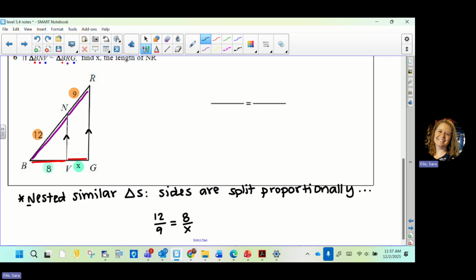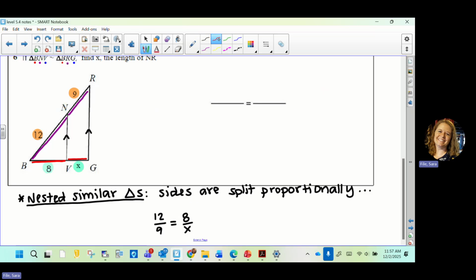And I can only do this with nested similar triangles. That's because these are parallel to each other, that it's called like a side splitter theorem. You're splitting the sides proportionally. And then you can cross multiply and divide.